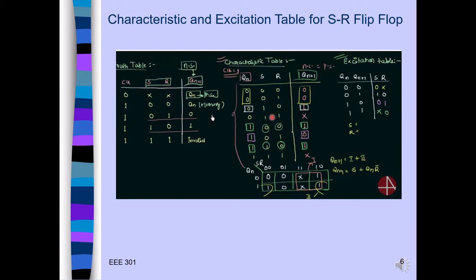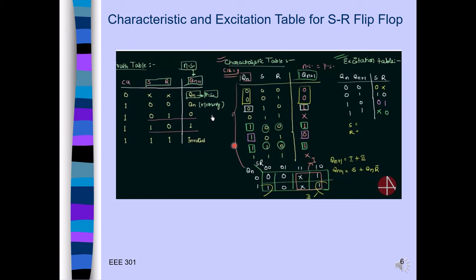1 0 is set, so 1 0 sets to 1, so it will be 1. Again 1 1 is invalid, so that means don't care. Again 0 0, so 0 0 is no change, so you have the previous value 1, so it will remain 1. 0 1 is reset to 0, so it doesn't matter what the previous value was, the next value will be 0.